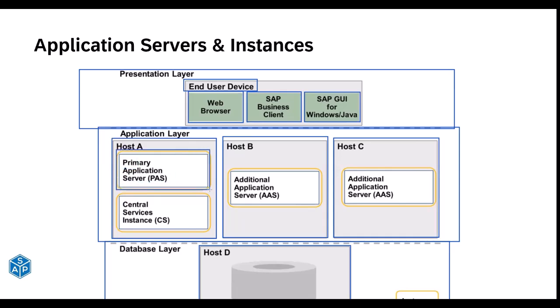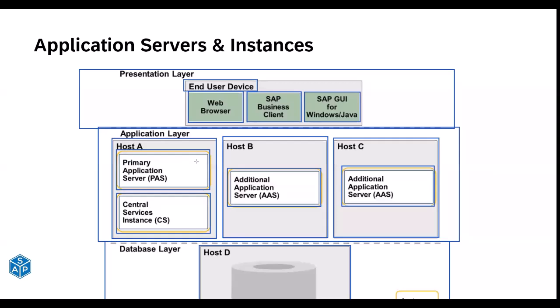This is the primary application server instance. This is the central services instance, which is ASCS, ABAP Central Services. That is the ASCS instance. Then if you have an additional system, you will have an additional application server on it. Different servers with additional application servers on them. So this is your middle layer, the application layer. Is it clear?